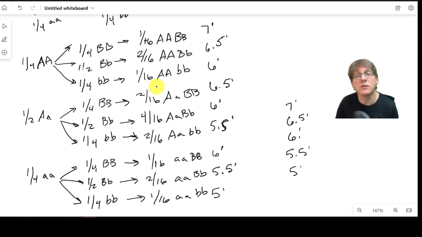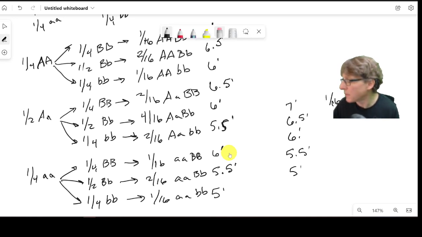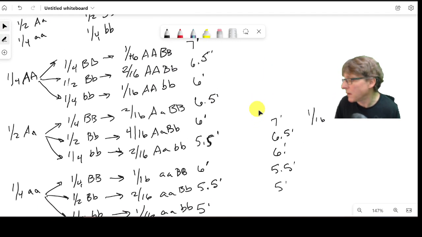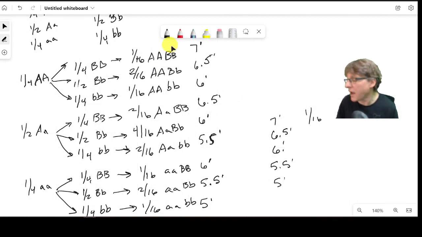In terms of ratios, well, of all of these individuals, we have 1/16 is going to be 7 feet tall. And then 6.5 feet tall, we have this possibility of 6.5 feet, and we have this possibility of 6.5 feet. So we have 2/16, and then we have 2/16. So we have 4/16 are going to be 6.5 feet.